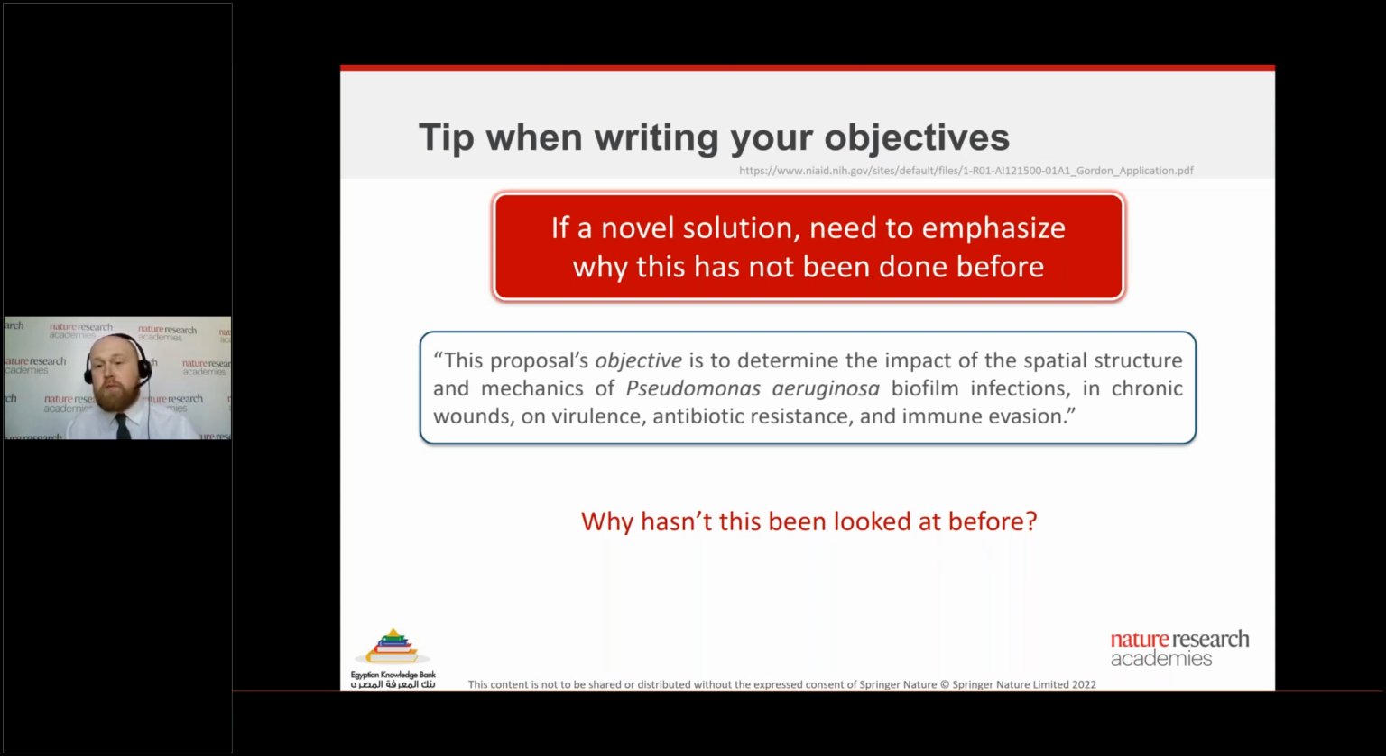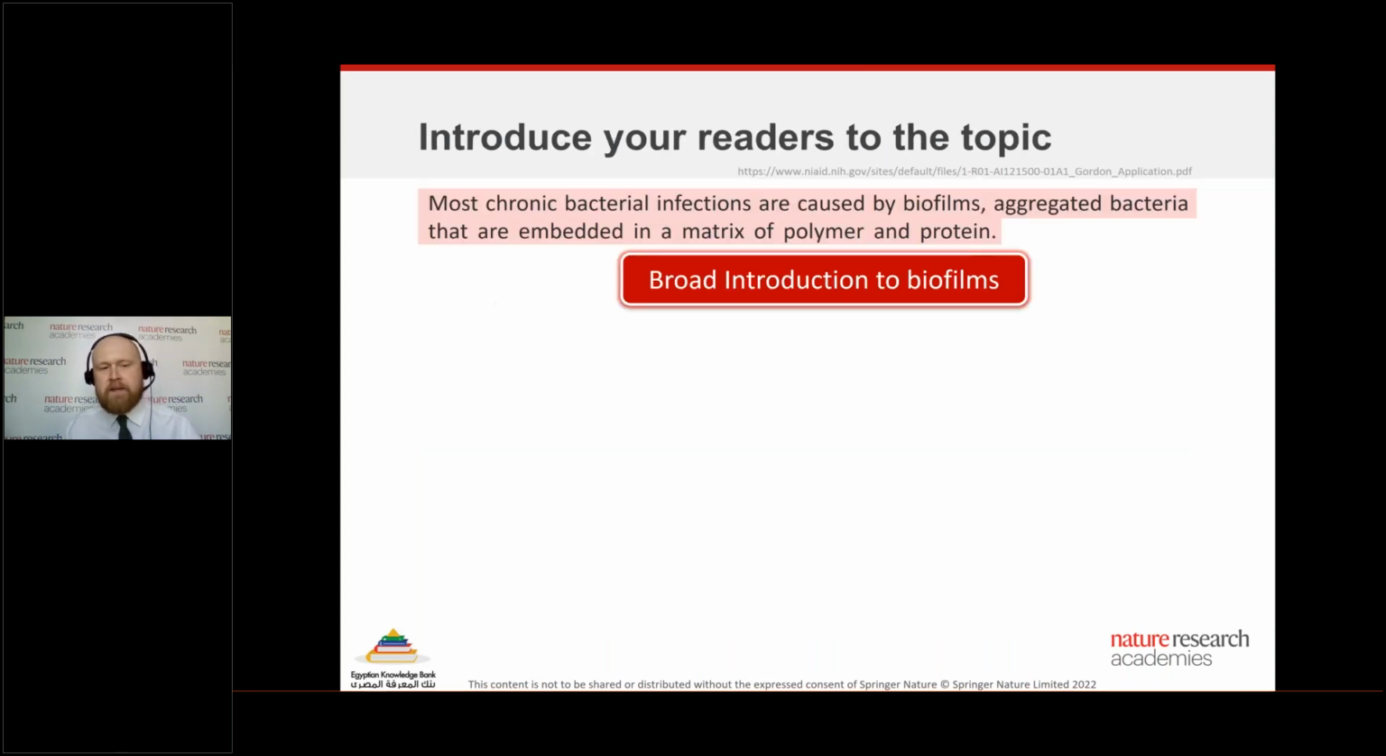So the reviewer may be asking themselves, why hasn't this been done before? And as I've said already, you need to provide the context for your objectives. So let's have a look at an example. We start here with a broad introduction to biofilms. Most chronic bacterial infections are caused by biofilms, aggregated bacteria that are embedded in a matrix of polymer and protein.